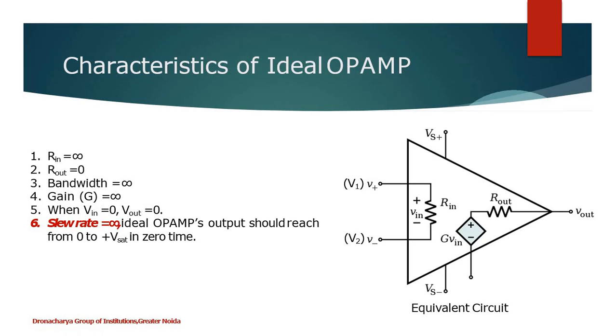Next comes the slew rate. Now, by slew rate, what we want is, we want the potential at the output terminal to switch from 0 to the maximum limit in least amount of time. And in ideal cases, we want that time to be 0. Now, if we want this time to be 0, we are basically wanting our slew rate to be infinite. So, slew rate should be infinite in case of ideal op-amps, because ideal op-amps output should reach from 0 to plus Vsat in 0 amount of time.